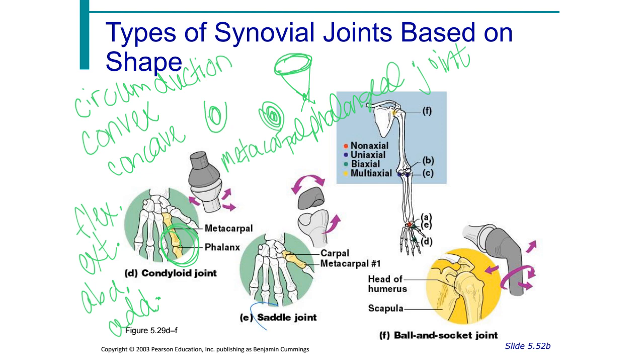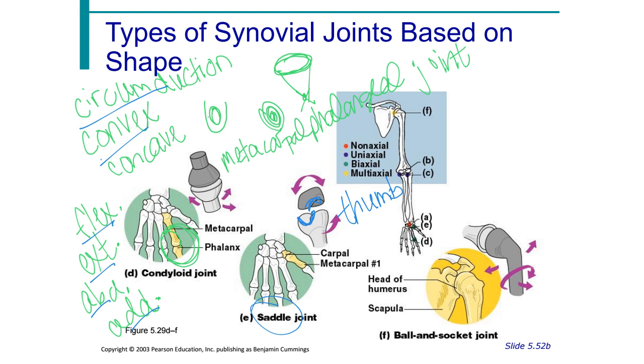Next we have a saddle joint. Both surfaces are arched up like a saddle. It allows for the same motion as a condyloid joint, so circumduction, flexion, extension, abduction, adduction, just on a larger scale. We get even greater range of motion, and this is important for our thumbs. This is where we get those opposable thumbs.